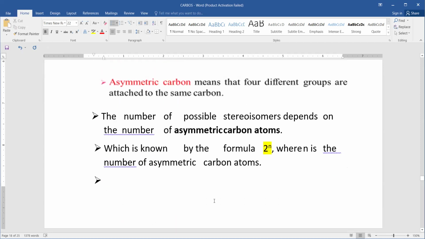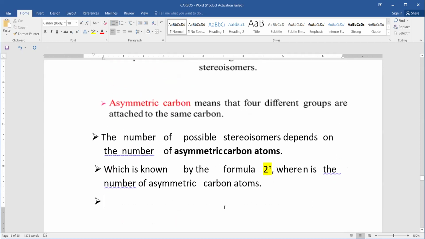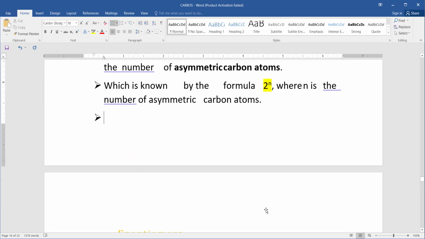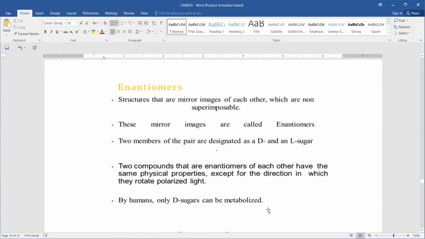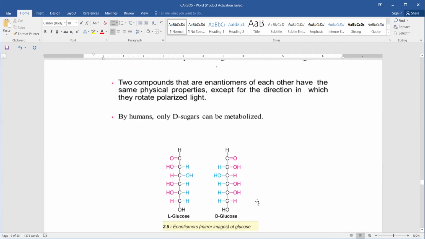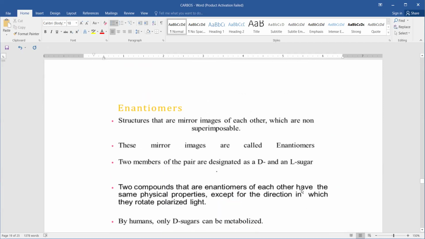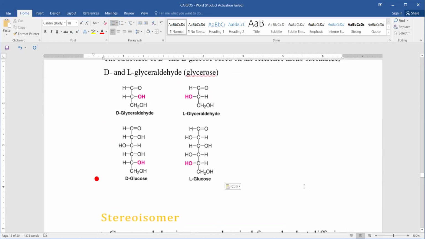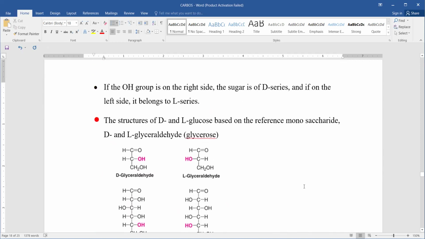Yeah. So how many asymmetric carbons are present? Based on them, the number of stereoisomers is produced. For example, glucose has 4, so 16 stereoisomers are formed. Enantiomers are also a kind of mirror images. They are completely mirror images, whereas the D and L isomers are mirror images but not complete.